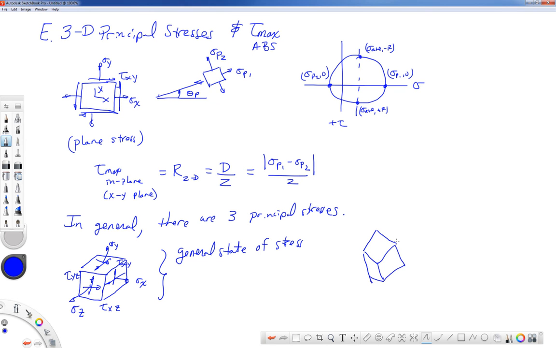Suppose my cube is oriented this way, and all those shearing stresses vanish, and all I'm left with are normal stresses on those faces. This would be sigma P1, sigma P2, and sigma P3, or however you want to order them. Some people order them maximum to minimum. Some people do something different. But the idea is I can tell that those are principal stresses because the shearing stresses on those faces have gone away. They're gone to zero.